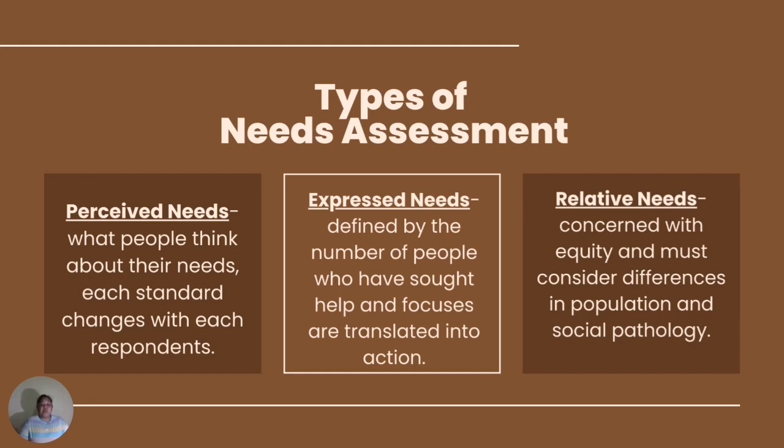The last one is the relative needs. It is a concern with equity and must consider differences in population and social pathology. So we should always consider the social status and the origin of our respondents, as well as their population.